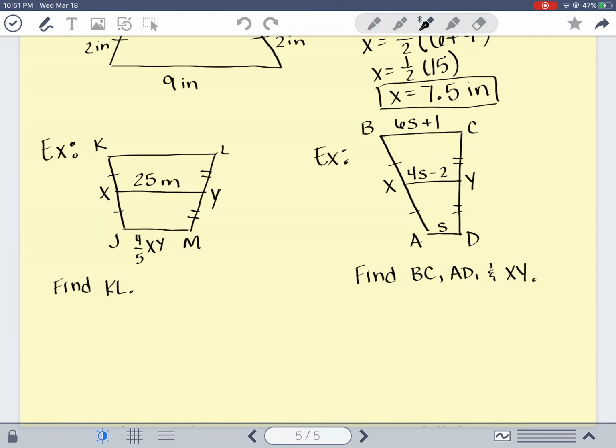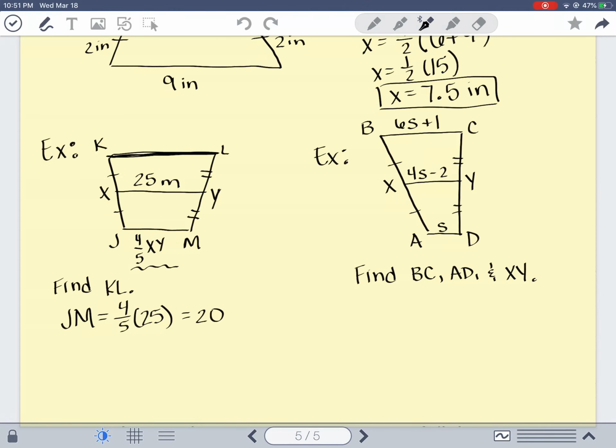We have 2 more examples. All right, so we want to find KL. We're working backwards a little bit here. First thing is we should probably figure out what this means. JM is 4/5 of 25. So let's find JM first. 4/5 of XY, so 4/5 of 25. Well, 1/5 of 25 is 5, so 4/5 is going to be 20.